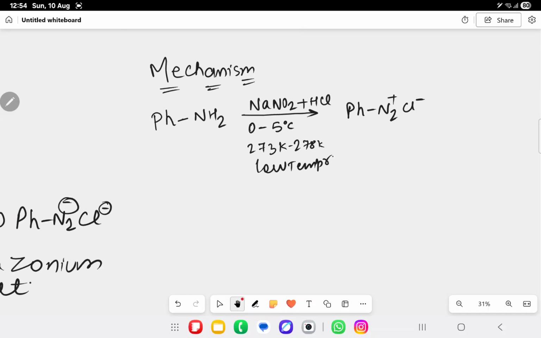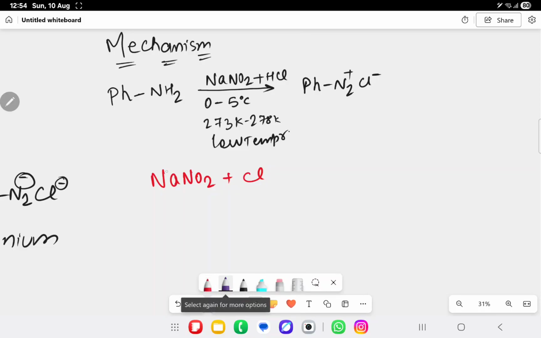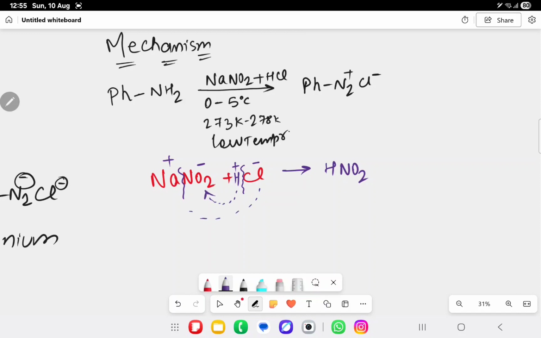Now if you see the mechanism of the reaction, what happens? First of all, you take NaNO2 plus HCl. This will break as Na plus and NO2 minus, with the negative on O, and HCl will break as H plus and Cl minus. What will it form? HNO2. The positive attacks the negative, the negative attacks the positive, and you get HNO2 plus NaCl. HNO2 is known as nitrous acid. Nitric acid is HNO3.